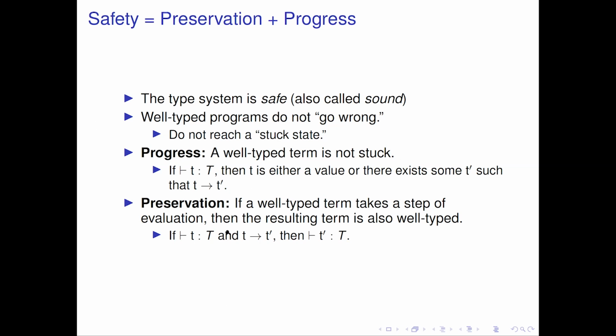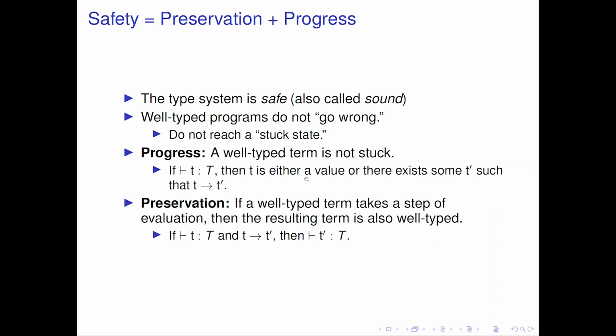So this is all the thing. And now you can see together progress and preservation. What do they tell you? Assume you start with a well-typed program. Either you start with a value itself or you will be able to take one step. But then this one step also has a well type. Okay, it is well typed. So that means either this t prime is a value or you can again take one more step. Okay, and so on. So that means you are never going to get stuck.